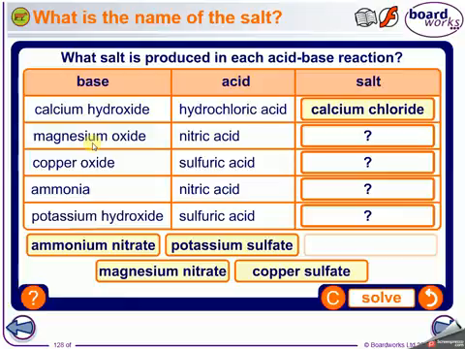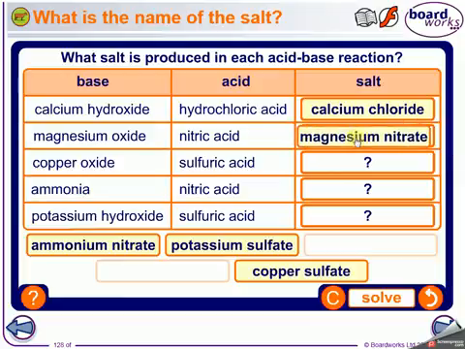Guys, pause this and have a go before I go through the rest of the video. Right, now, magnesium oxide. I know the first part of the name is going to be magnesium, and I know the acid is nitric, so that's going to make a nitrate. So I'm looking for magnesium nitrate. There we go, magnesium nitrate.